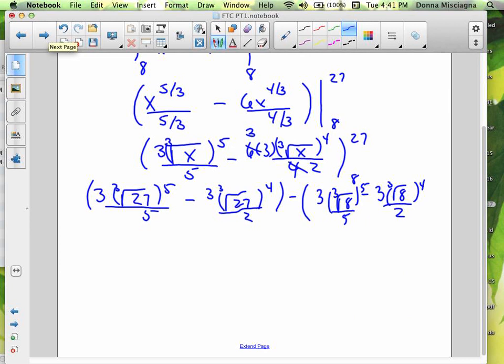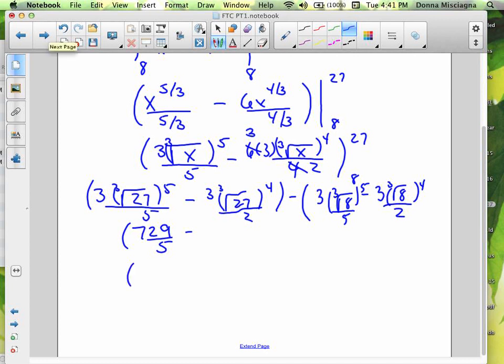All right, so the cube root of 27 is 3. 3 to the 5th power is 243. 243 times 3 is going to give us 729. So this is 729 fifths. I hope everyone's okay with that. And then minus, and now I need to have the same denominator, so I'm going to multiply that by 2 so that my common denominator is 10.